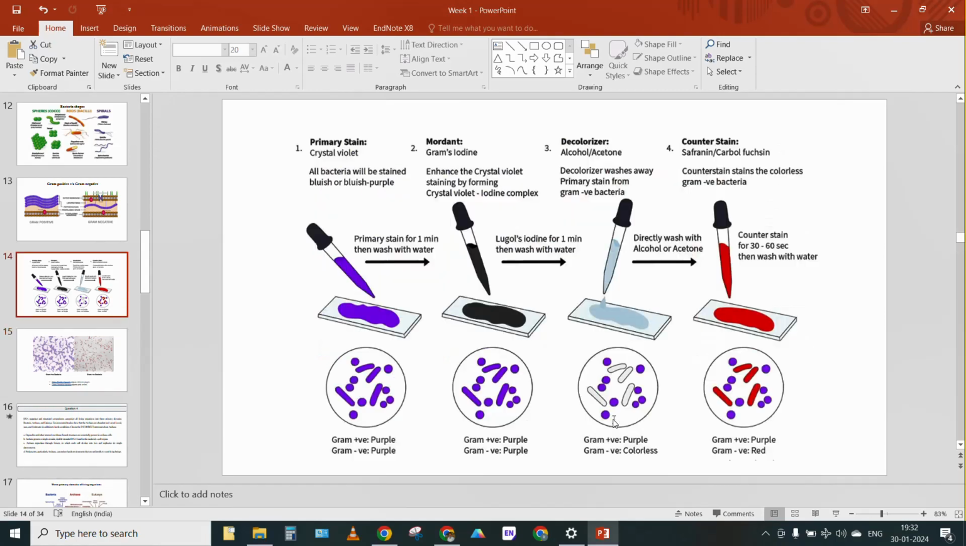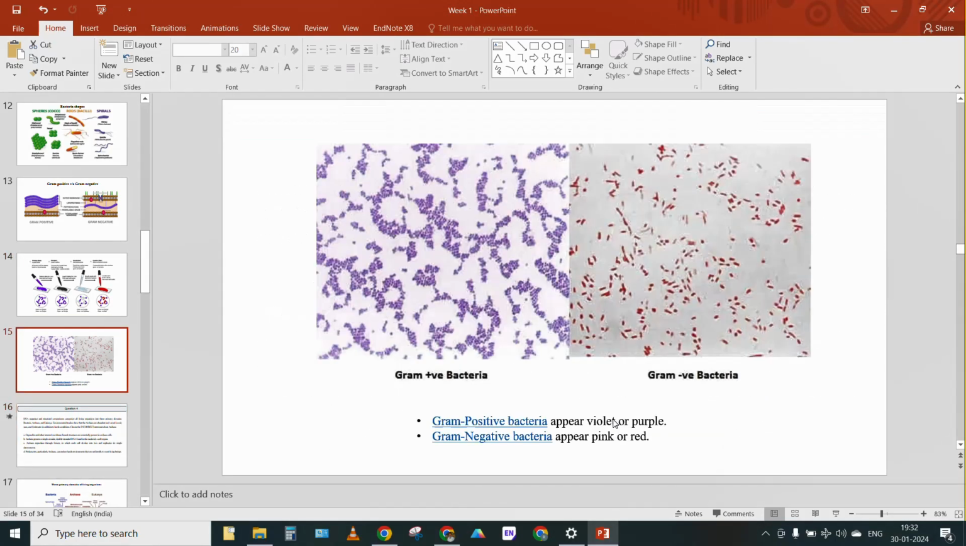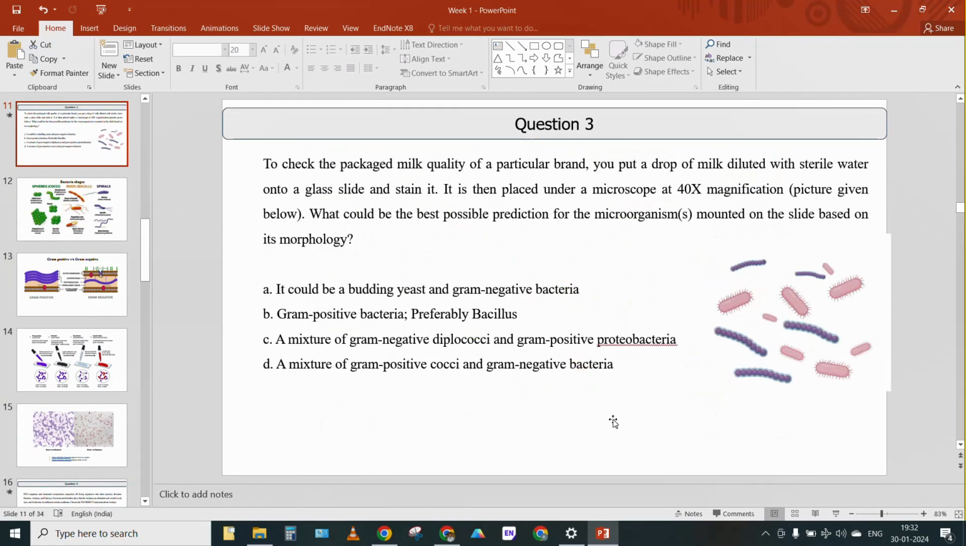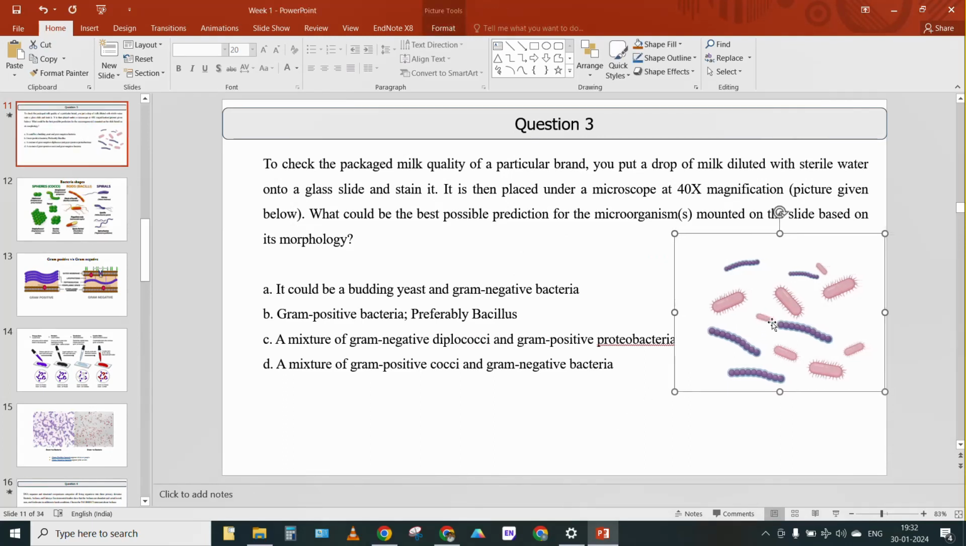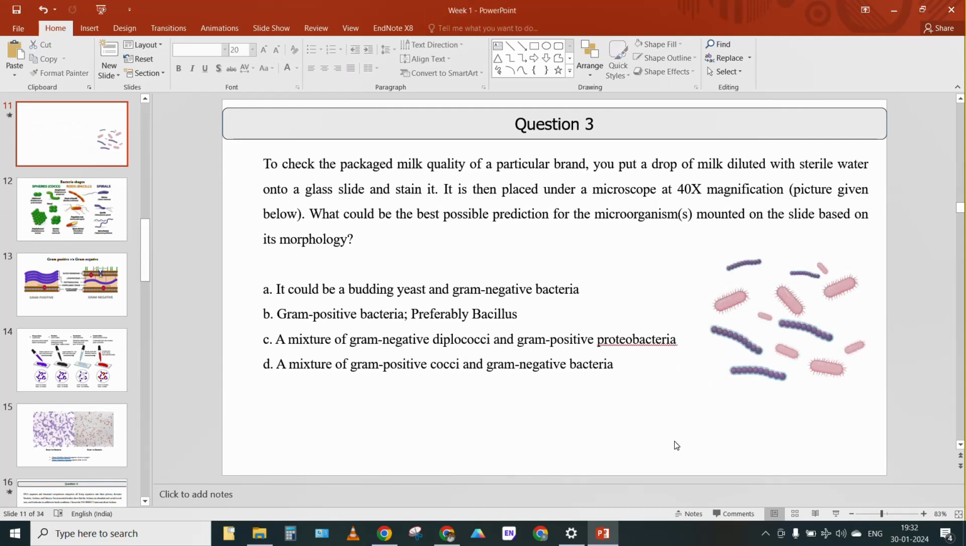So, getting back to the question also. So here, according to the classification which I have given, this is a mixture of gram positive cocci and gram negative bacteria according to its stain, structures and shape.